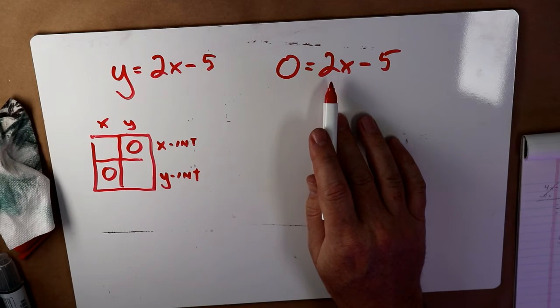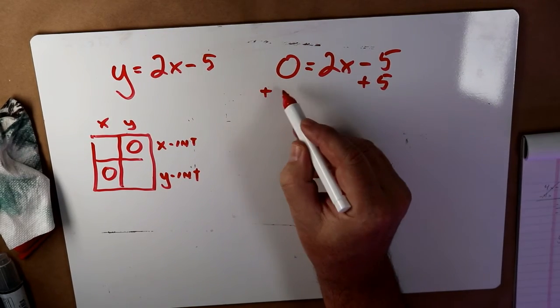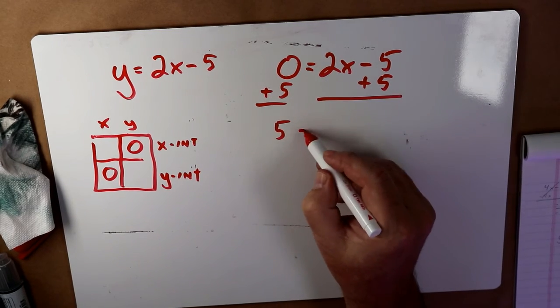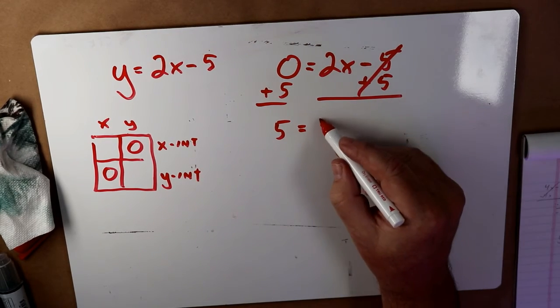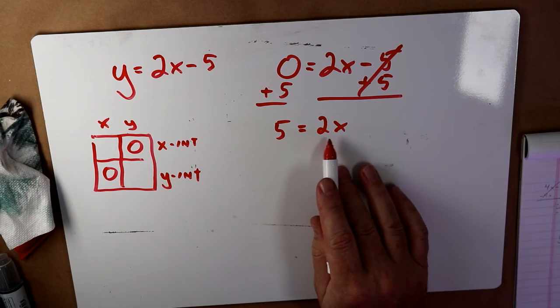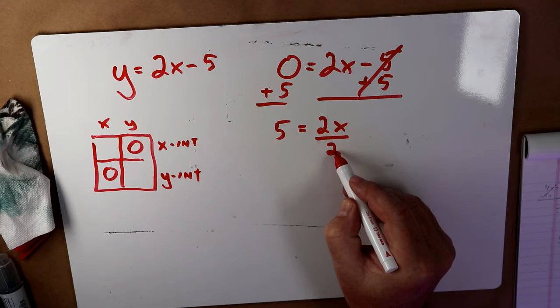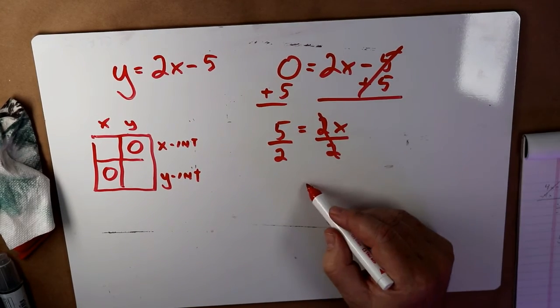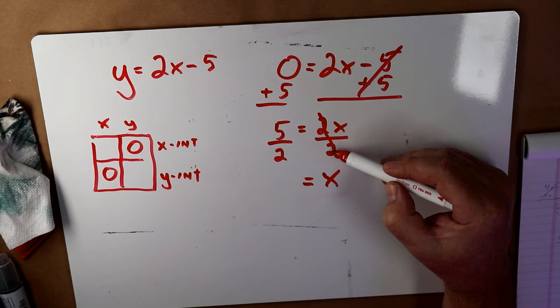I want to get this x by itself, so I'm going to add 5 to both sides. 0 plus 5 is 5. The negative 5 and the positive 5 cancel out, and all we're left with is 2x. The coefficient in front of the x is 2, so I'm going to divide by 2. If I divide the right side by 2, I have to divide the left side by 2. This simplifies to 1, so all we have is x. If you have a 2 on the top and a 2 on the bottom, it simplifies to 1 because 2 over 2 is 1.